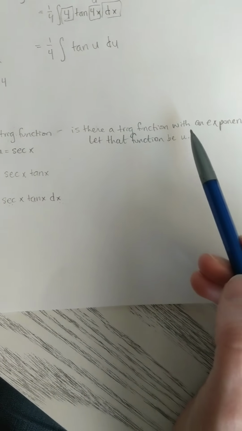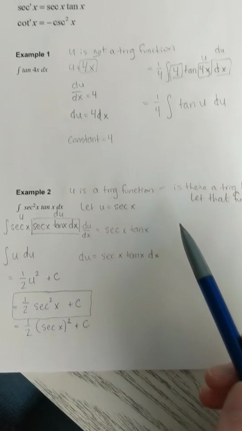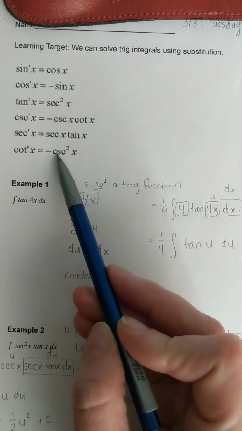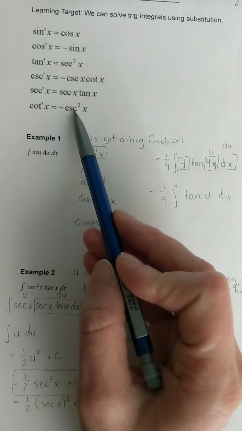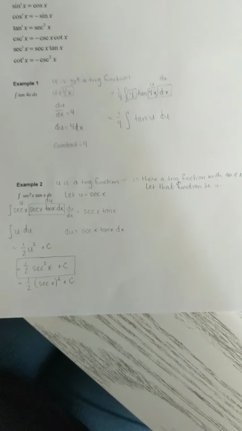All right, so remember, if you have a trig function with an exponent and it is not something like this, but that is already easy to integrate, then you're going to let that function be u. All right, good luck.